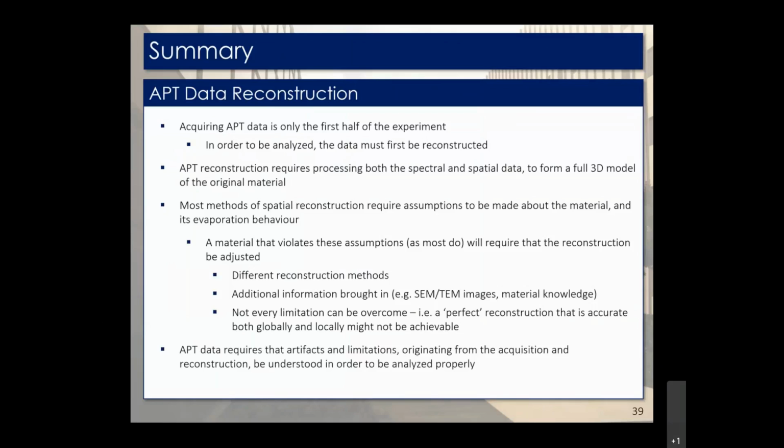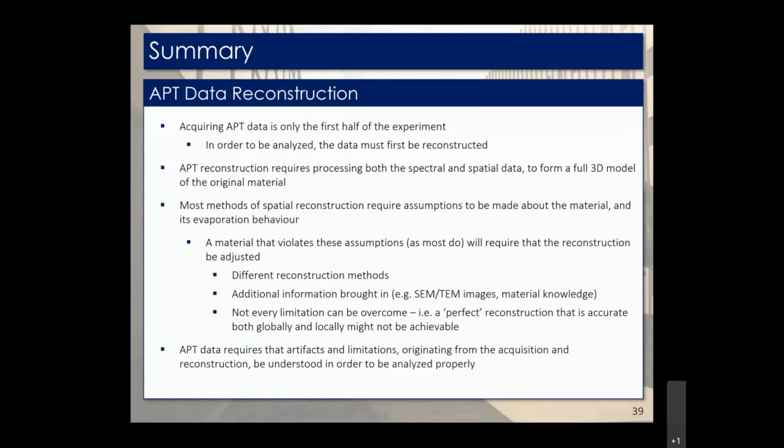So we can look at different reconstruction methods, be it even just changing the radius profile method, or bringing in other information to help calibrate. So either SEM or TEM images, other material knowledge that you have ahead of time, but also, of course, just keeping in mind that not every limitation can be overcome. In other words, a perfect reconstruction that is 100% accurate both globally and locally might not be achievable, or at least not achievable on the first try.